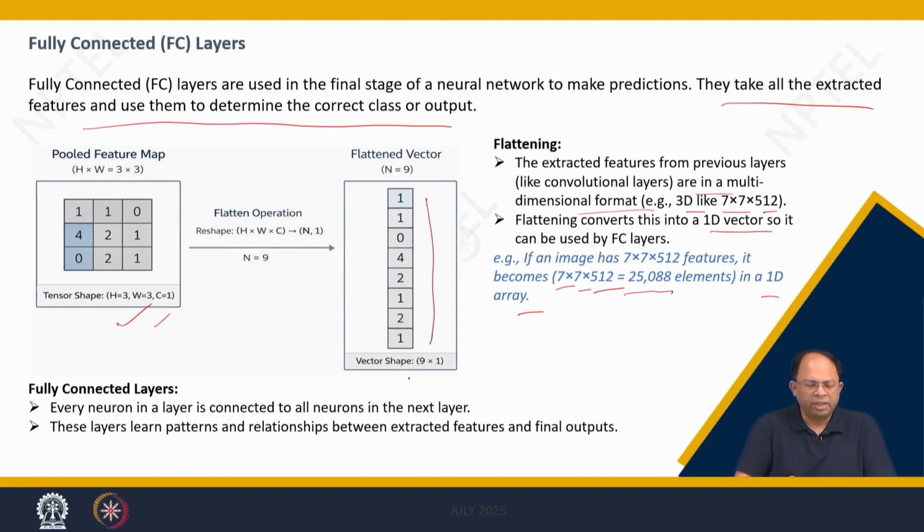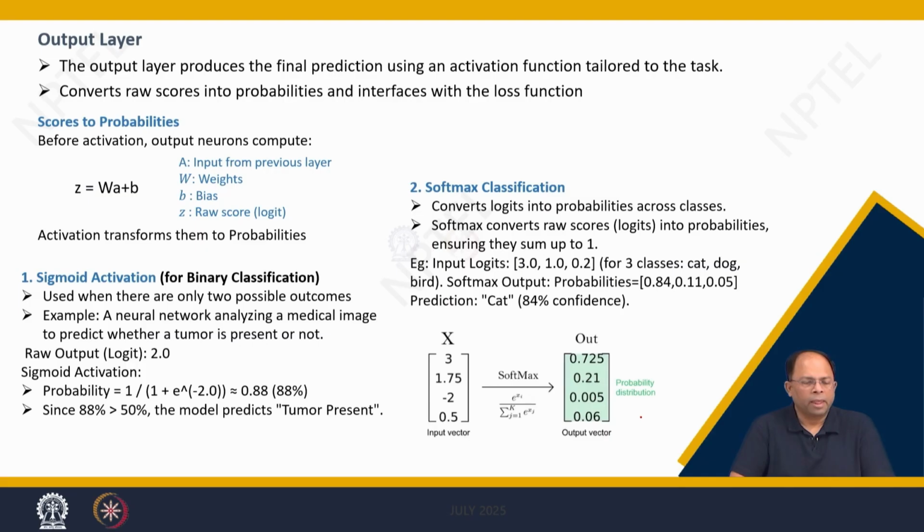This array becomes the neurons, and we can determine the weights, and every neuron in the layer is connected to all neurons in the next layer as we design this particular neural network. And these layers learn patterns and relationships between the extracted features and the final outputs. So this is how the overall convolutional neural network works.